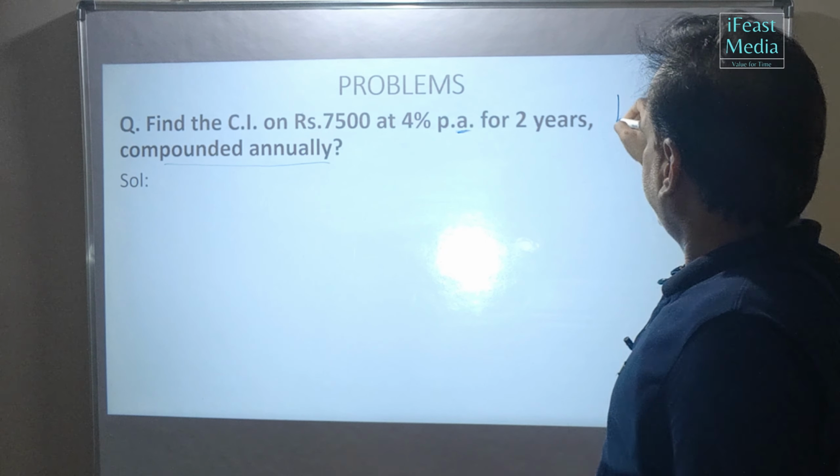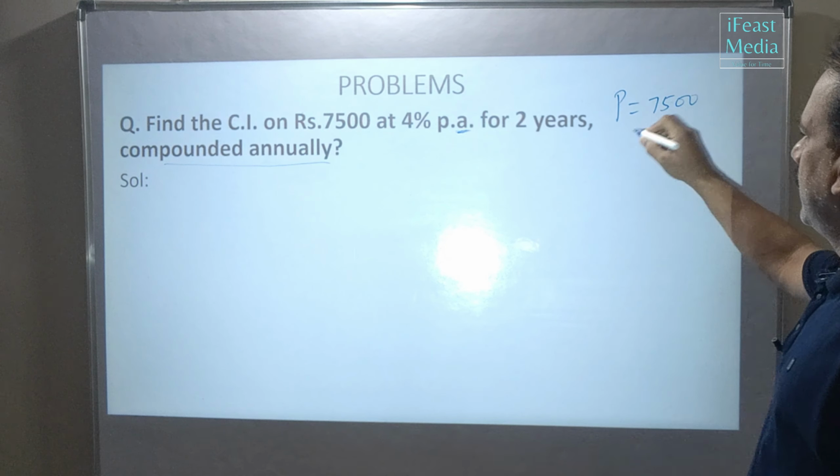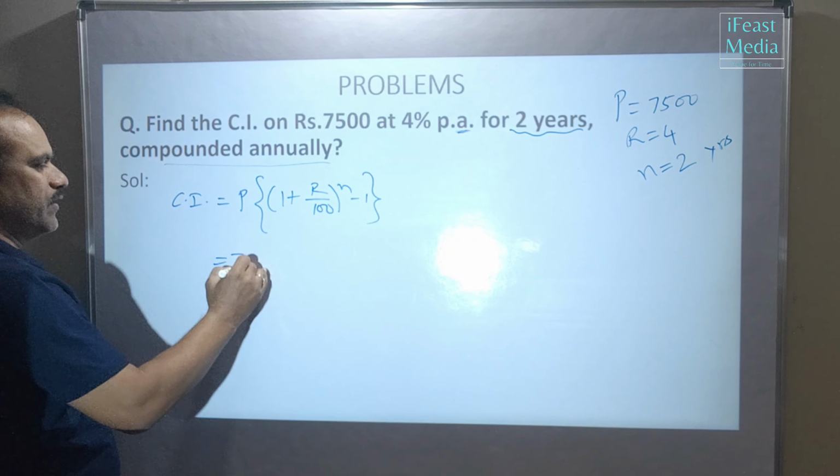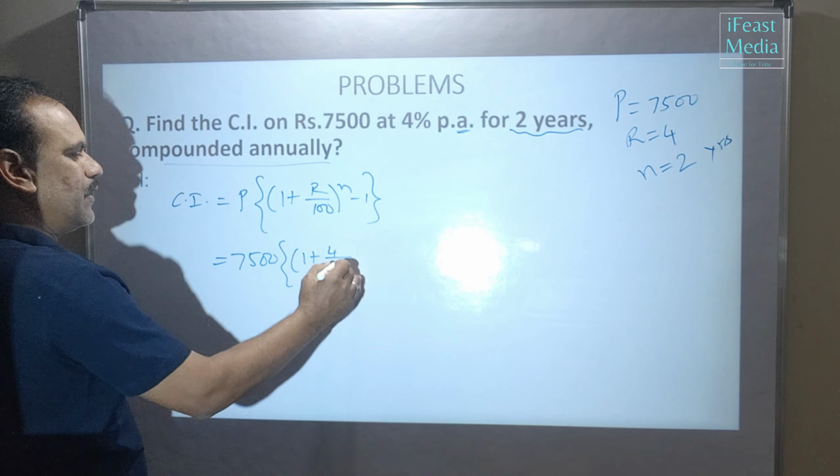So, here P equal to 7,500. R, the rate of interest, is 4% per annum. And N, the number of years, is 2 years. So, then what is the compound interest formula? Compound interest is P into 1 plus R by 100 whole power N minus 1. 7,500 into 1 plus 4 by 100 whole power 2 minus 1. R is 4%, N is 2 years.